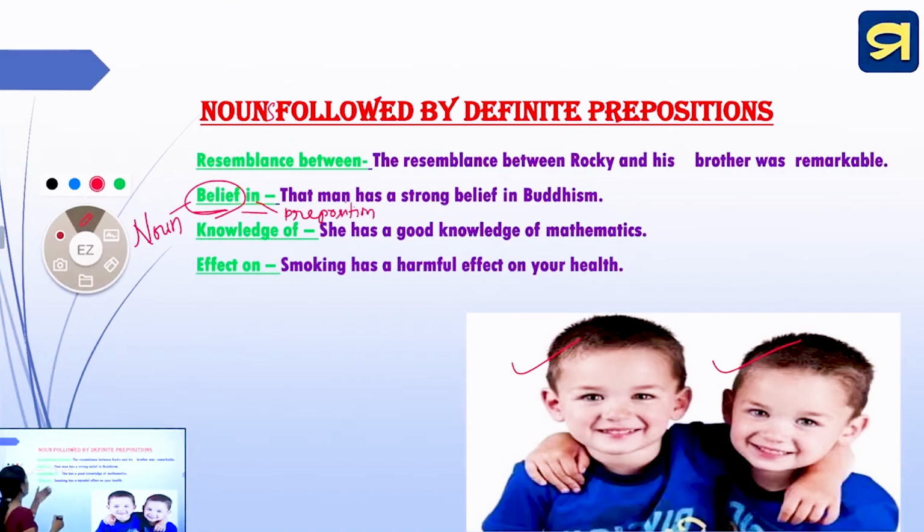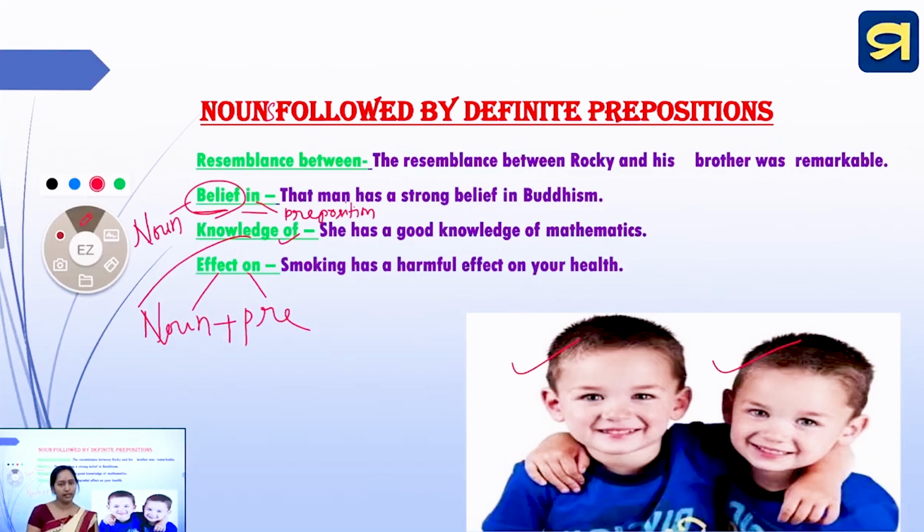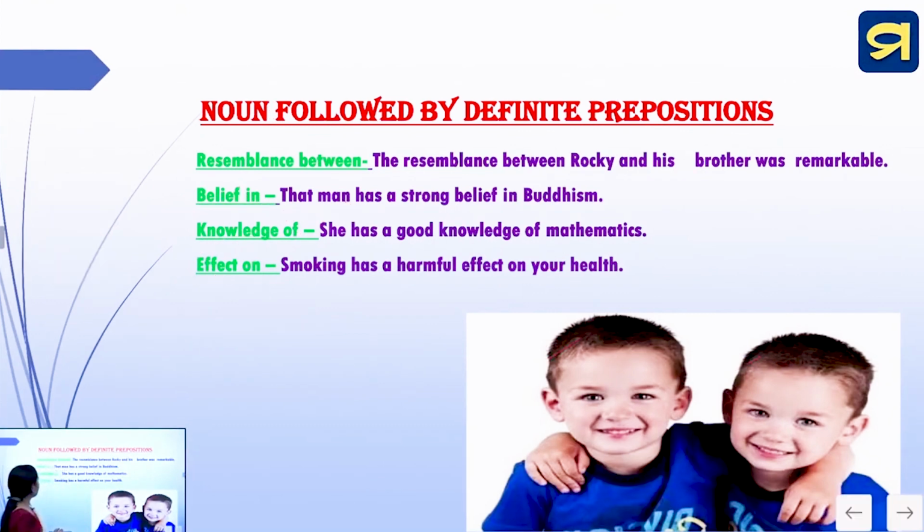Okay students, now knowledge of. Which is the noun? Knowledge is the noun, and the preposition is of. Noun plus preposition. Now make a sentence. She has a good knowledge of mathematics. Or we can say she has a good knowledge of English. Okay. Effect on. Effect is your noun and on is the preposition. Smoking has a harmful effect on your health. So stop smoking.